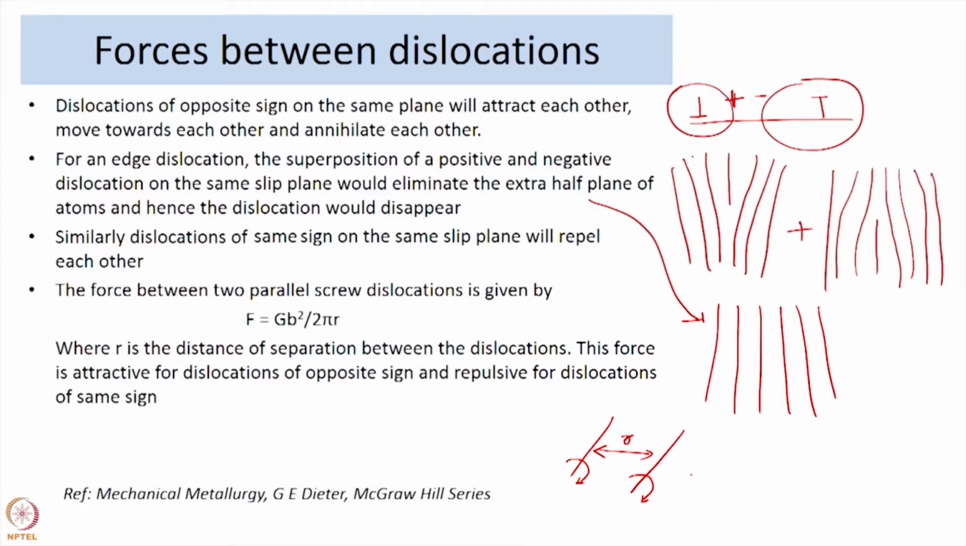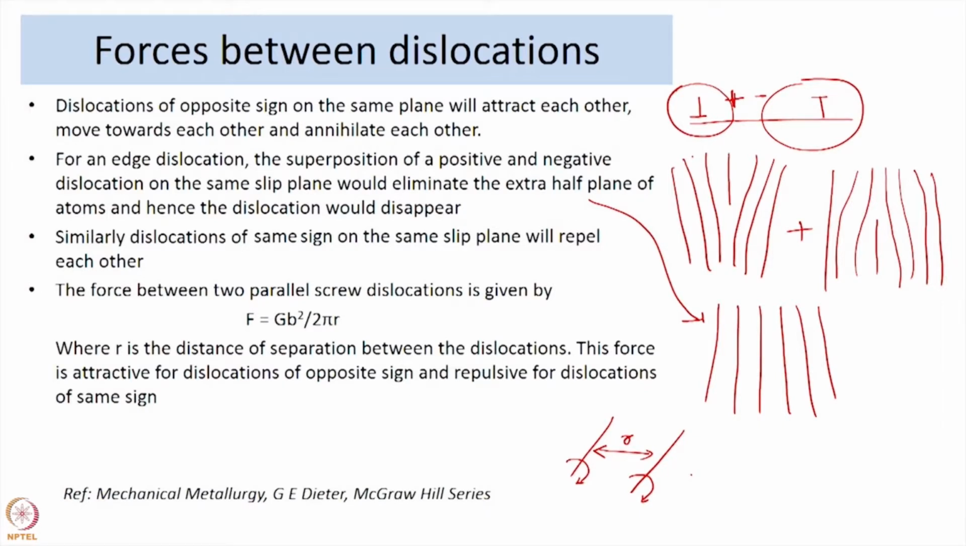You can refer to the textbook on mechanical metallurgy by George Dieter. Again, the important point for me here is to tell you how the forces between dislocations depend on the distance between the dislocations, and how positive and negative dislocations will attract, whereas two positive dislocations will repel each other. So, that was about forces between dislocations.